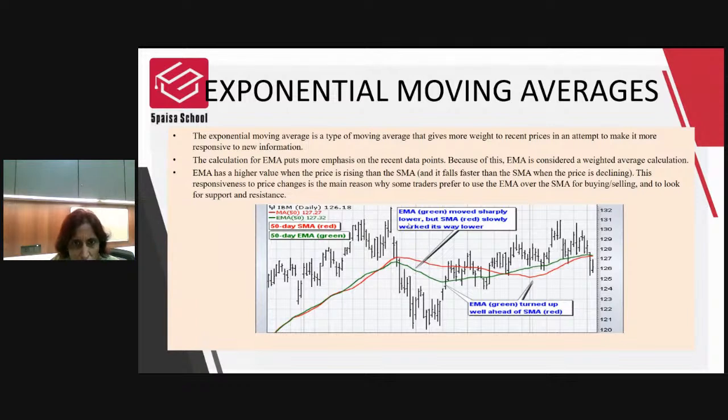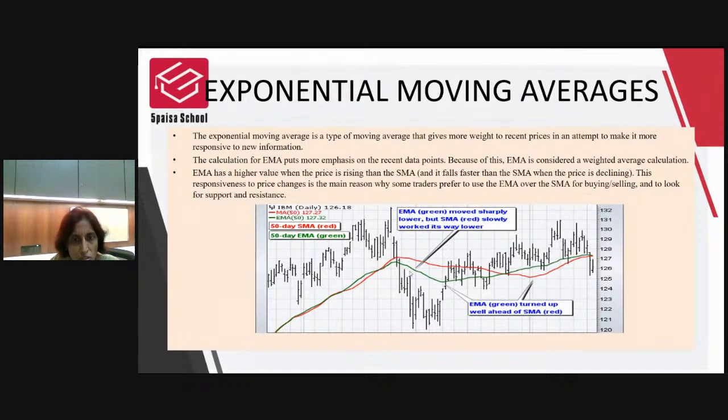As you can see, the EMA moves sharply. You see this? It goes up, it comes down, again it goes up. The EMA moves sharply lower as in this case, but the SMA, which is reflected by this red line, slowly worked its way lower. So where do you see that the information is faster? It is in the exponential moving average. Why? Because it gives more weightage to the very recent price data.